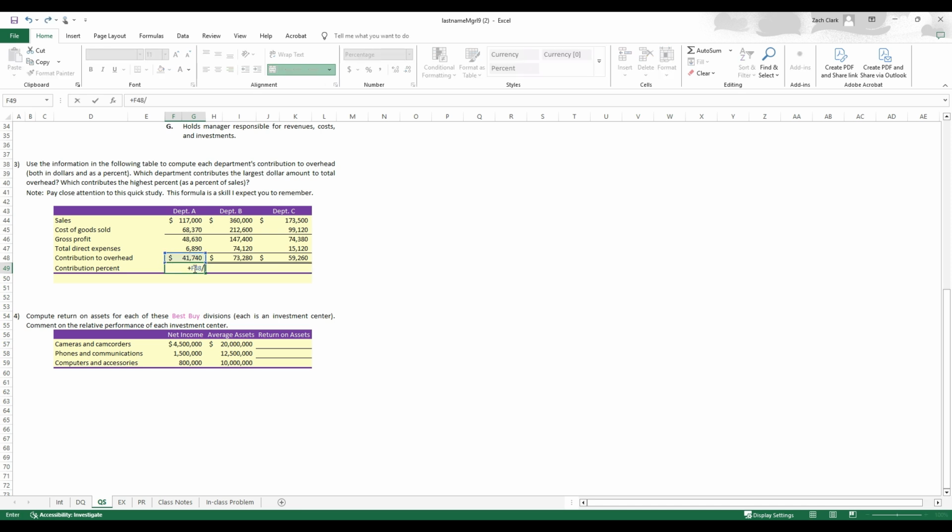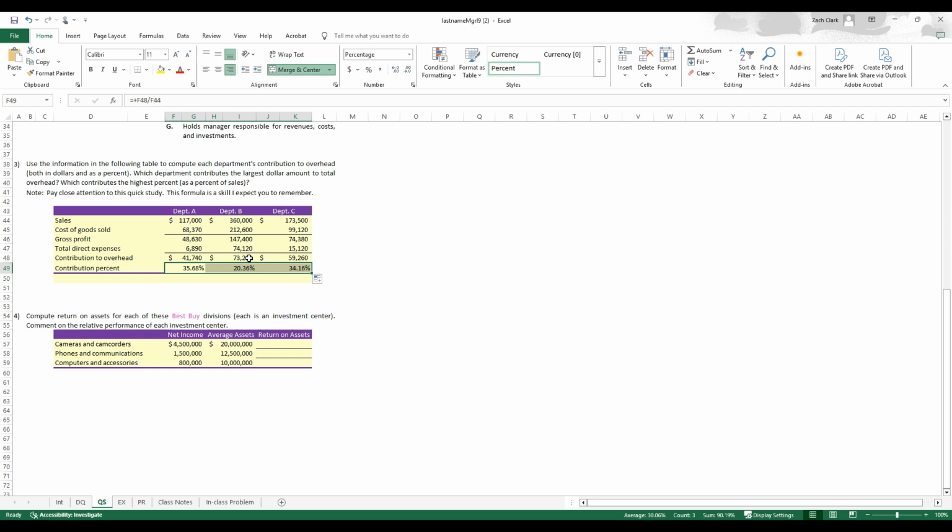And then if we want to get our contribution percentage, let me see, where are we taking this from? 41. So our contribution to overhead, we divide that by sales. Yeah. So divide it by total sales. Oh, it says it up here as a percent of sales.